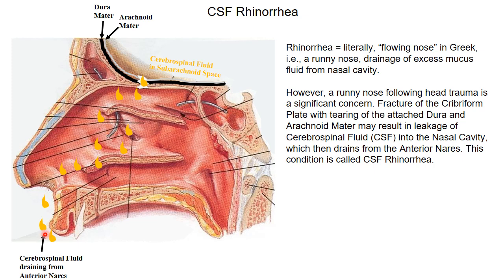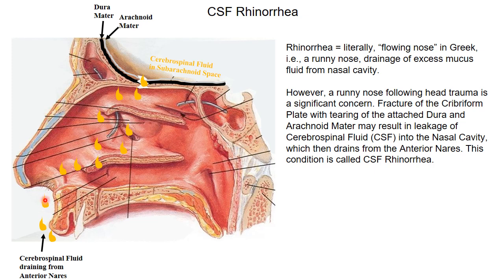and out the nose. Then this is something very different than a runny nose or profuse crying, because this is cerebrospinal fluid leaking out the nose. This is referred to as CSF rhinorrhea. Rhinorrhea literally means a flowing nose, so anytime we have a runny nose, that's rhinorrhea. But this is CSF rhinorrhea, and this is a serious condition right here.